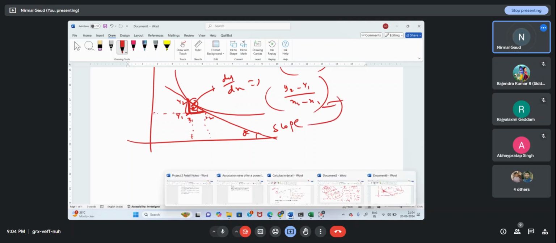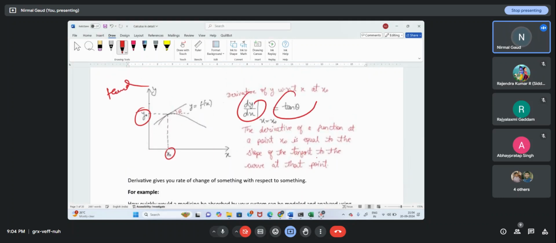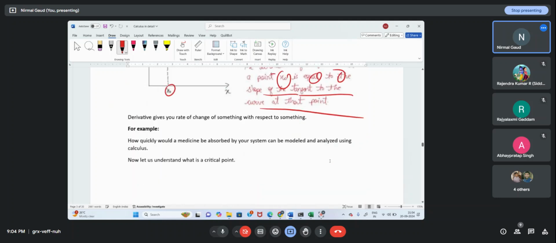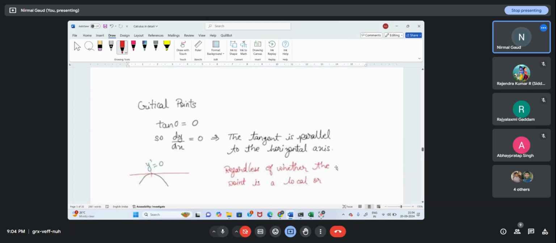Okay, fine. That's what they are taking. dy by dx is tan theta. The derivative function at a point x naught is equal to the slope of the tangent. Okay, slope of the tangent. Again it will give you the rate of change only, so differentiation is rate of change only. Okay, fine.